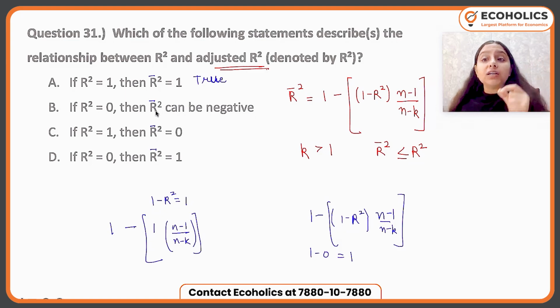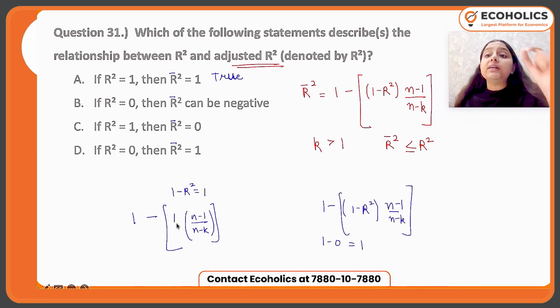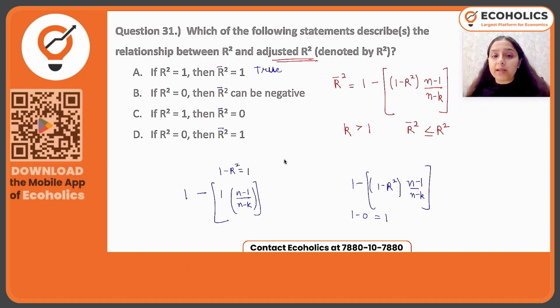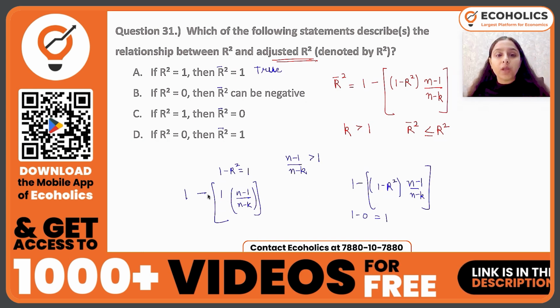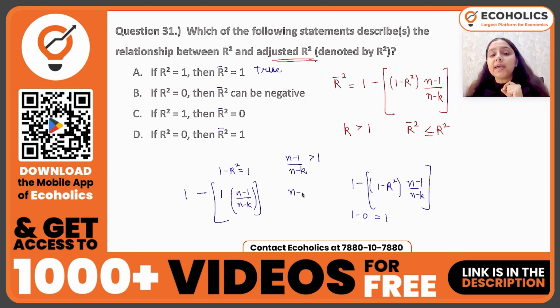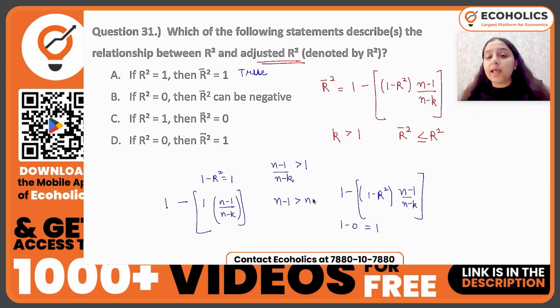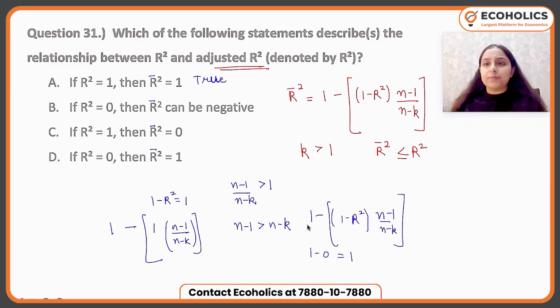For adjusted R square to be negative, I want this bracket, that is (n minus 1)/(n minus k), to be greater than 1. Then only 1 minus this thing will be negative, which means n minus 1 has to be greater than n minus k. Now this is very simple. If you're adding irrelevant variables, whenever k is strictly greater than 1, n minus 1 will always be greater than n minus k.